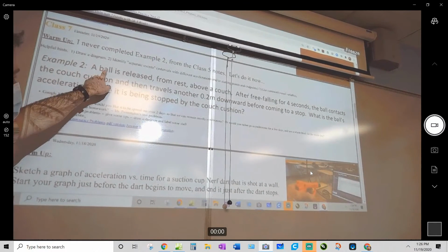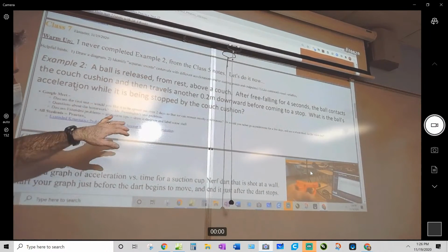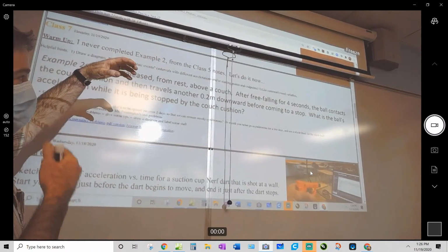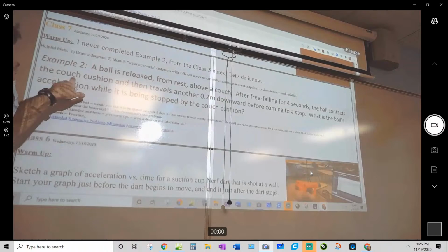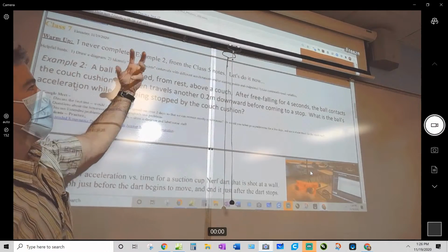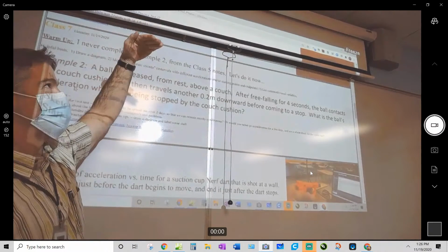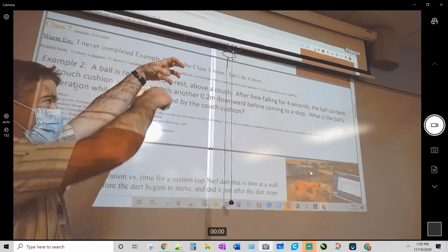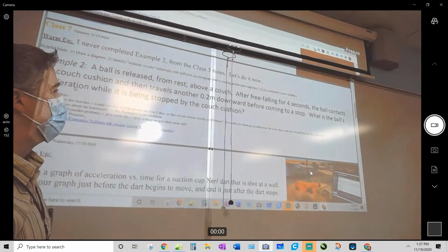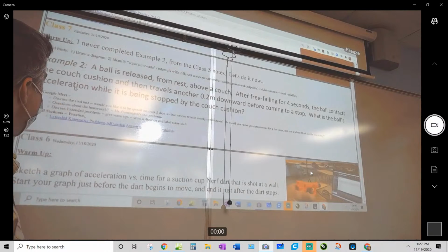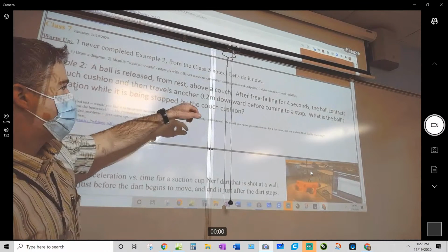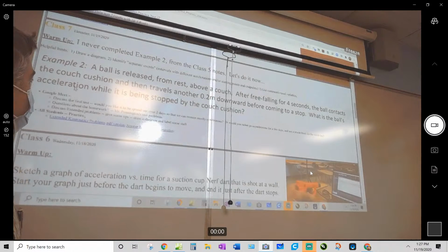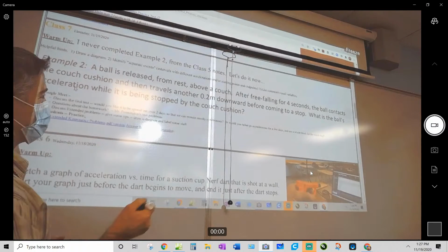So get a ball. It's released from rest above a couch. Could be right here. The couch could be down there. After free falling for 4 seconds, the ball contacts the couch. So it's clearly I have to hold the ball much higher in order for it to free fall for 4 seconds before hitting the couch. If I dropped one from here, it would hit the couch in less than a second. And then it travels another 2 meters downward before coming to a stop. What's the ball's acceleration while it's being stopped by the couch cushion?